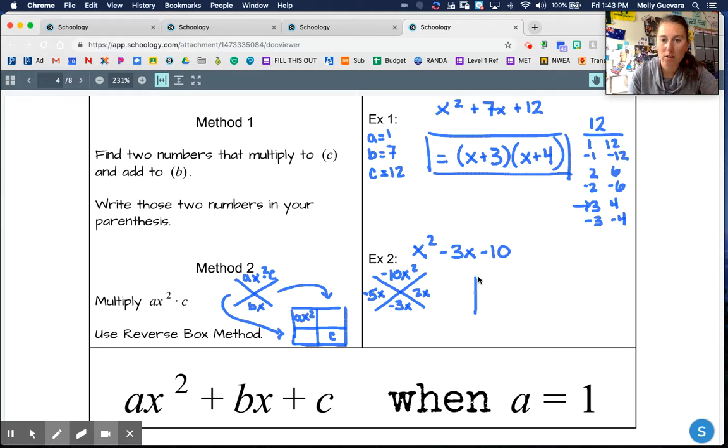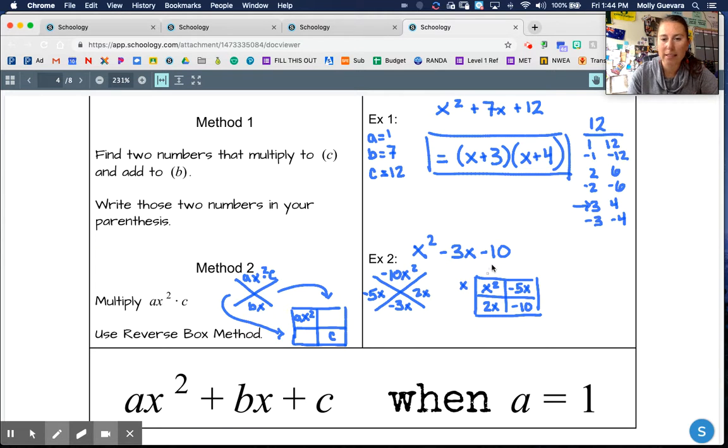Okay, once I have those numbers, I'm going to go into the box. My original ax squared, which is in this case just x squared. And then negative 10 goes in the c box. And then I'm going to fill it in with negative 5x and 2x. And then from here I say, what is the greatest common factor of this top row? There's no number that's common, but I do have an x in both. So I'm going to take out an x.